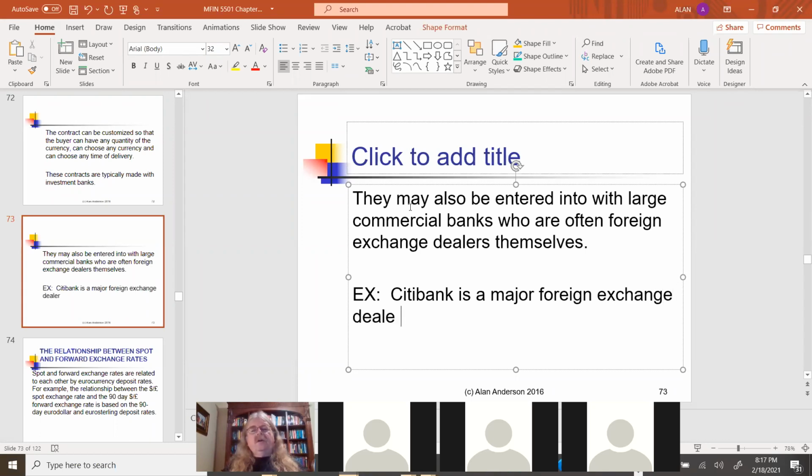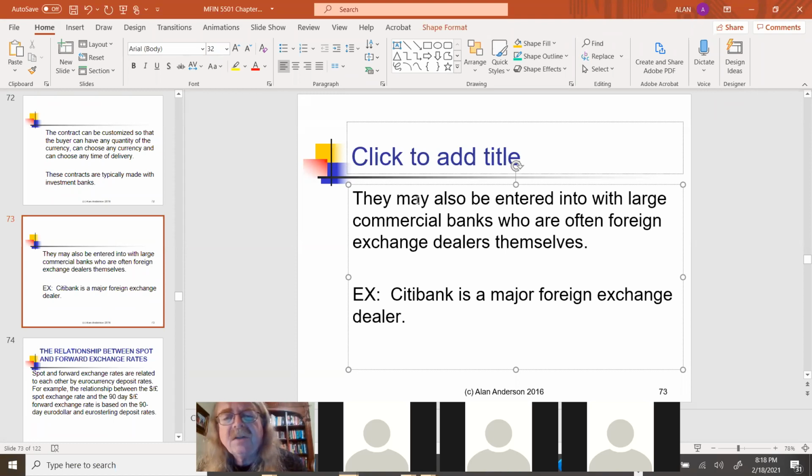So if you're one of their corporate customers and you say, listen, Citibank, I need a contract for 100,000 pounds in 6 months, they'll just say, sure, whatever you want, we'll give it to you. And so you're entering into a contract with another counterparty, they're called. And so you're agreeing that in the future, you'll exchange currencies at the rate quoted in the contract. All right. So you can see it's a very convenient way of hedging risk.